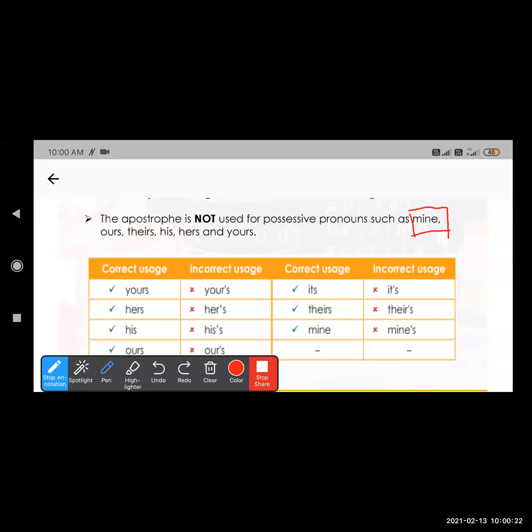So when you show possessiveness, or that the things belong to you only, instead of your name you use the word mine. Mine is a possessive pronoun. Possessive pronouns are used to show belongingness, and the apostrophe is also used to show belongingness of something. Like ours: this home is ours, if two persons are living together.